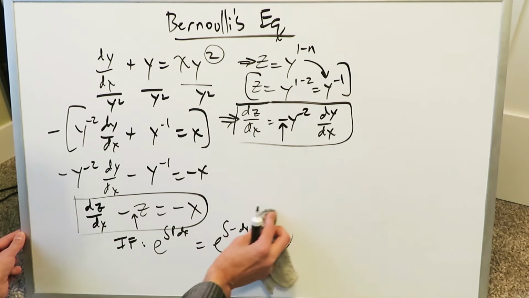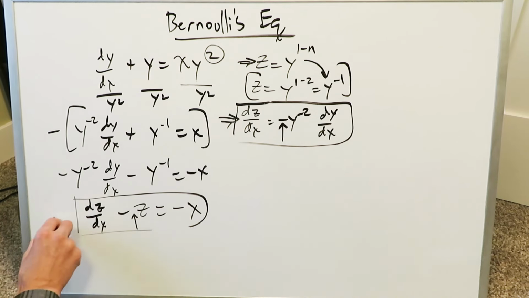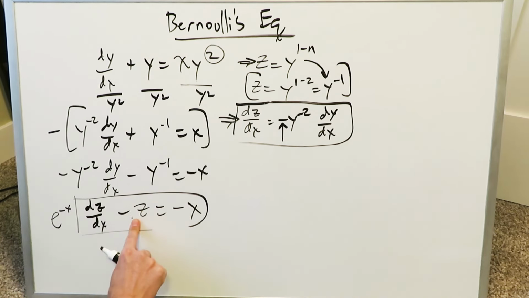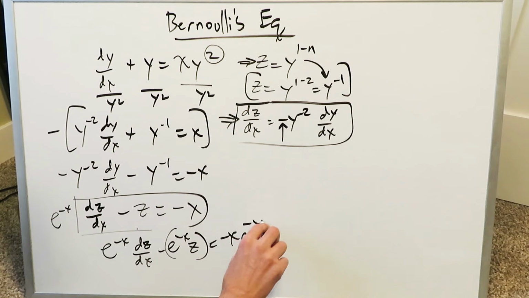I'm going to erase this because you know this part. And then we'll multiply it across right here, e to the minus x. When we multiply it across, what do we generate? E to the minus x dz over dx minus e to the minus x z. I can parenthesize, there's nothing wrong with doing that. Is equal to minus x e to the minus x.